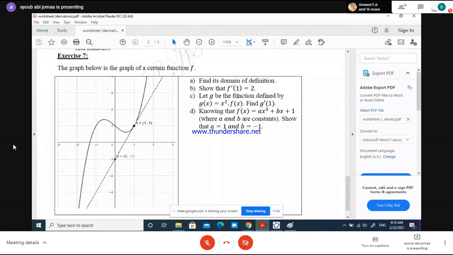Repeat again. f prime of 1 is the slope of the tangent line at the point of abscissa 1. The point of abscissa 1 is point A. Point A has abscissa 1, so the x value is 1. It is the tangent line to the curve at point A, which is drawn here. It is line AB.